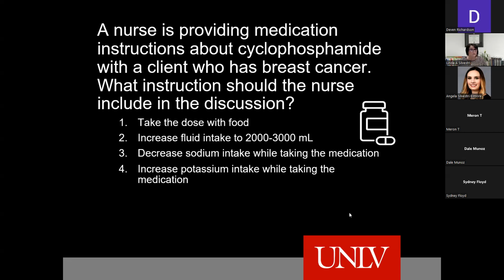Options 1, 3, and 4: it does not have to be taken with food, and they don't need to decrease sodium intake or increase potassium intake. That has nothing to do with the med. So that's just one of those meds that we want you to know about. Okay, on the next slide, I think we have another drug.